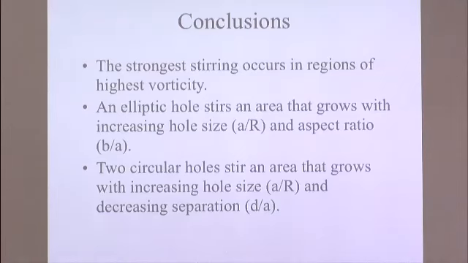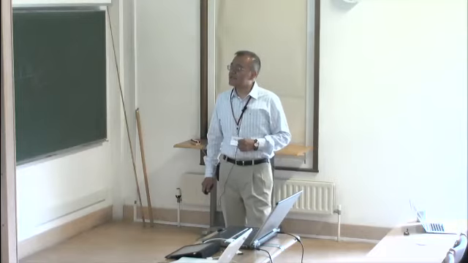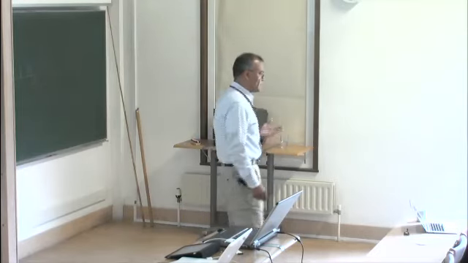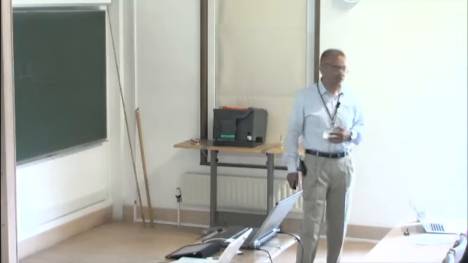In the other case of the circular holes, a pair of holes, they steer an area that grows again with increasing hole size, something we expected, but decreases with the separation. And that is simply because the perturbation also decreases with the separation. Thank you.